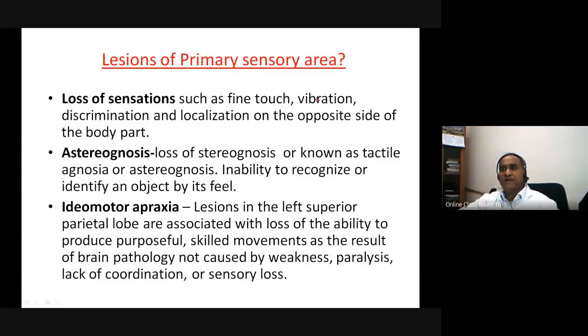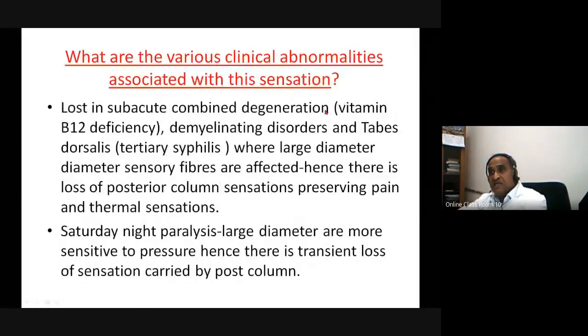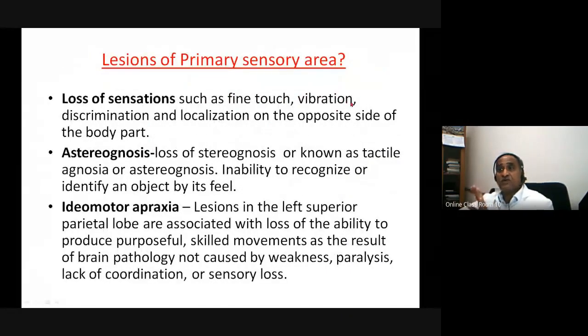One more word about vibration. In diabetes mellitus, long-standing diabetes will have a neuropathy, and in this neuropathy, the vibration sensation is the first one to be lost. Even in conditions like subacute combined degeneration or demyelinating disorders, the vibration sense is the first to be lost, because vibration is carried by dual fibers, so it is more vulnerable. That is one part of the loss of sensation.